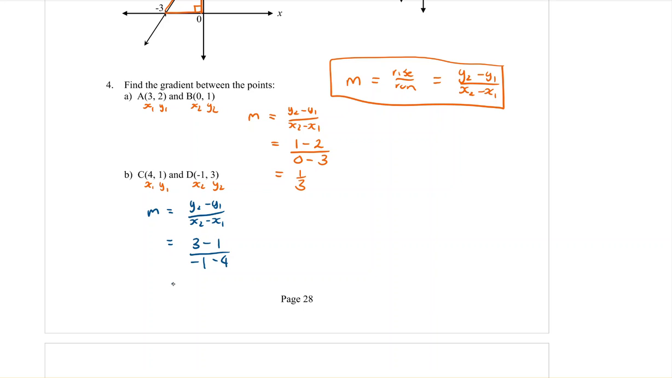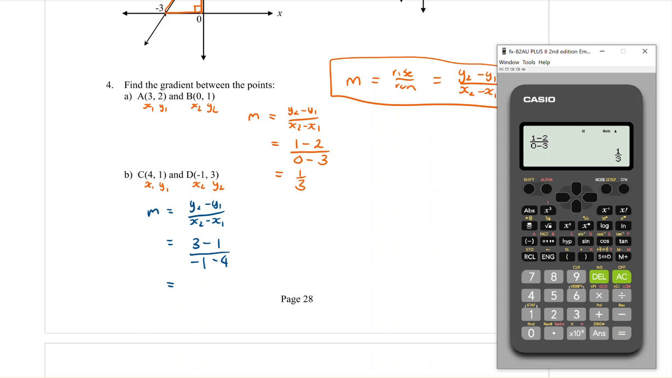Once you've got that substituted in, you just need to type in your calculator. So fraction button, 3, take away 1, over, minus 1, minus 4. Oh, I think I just need to fix that minus sign. Try that. There we go. Minus 2 over 5.